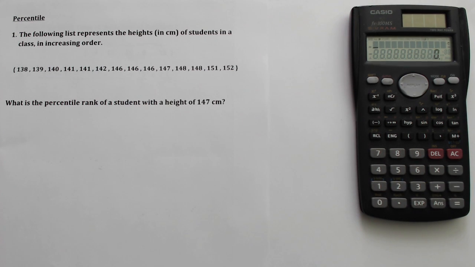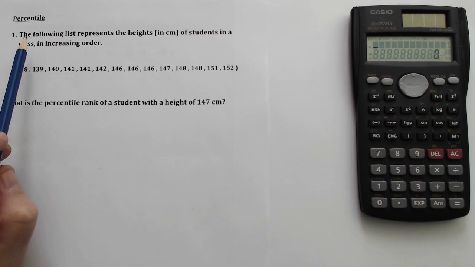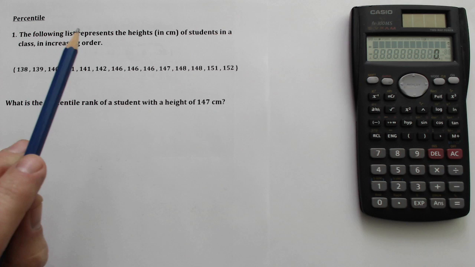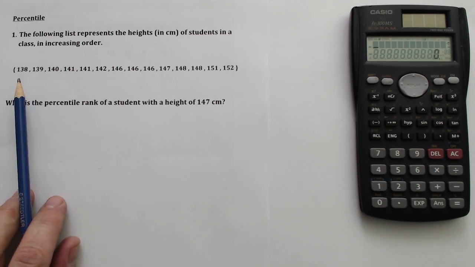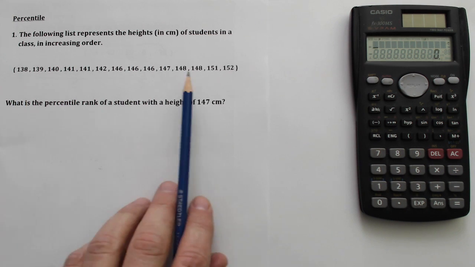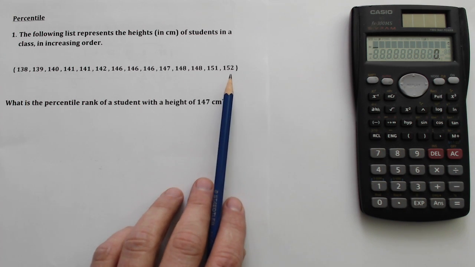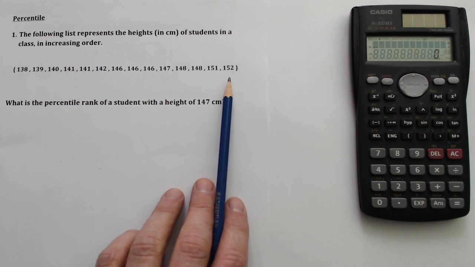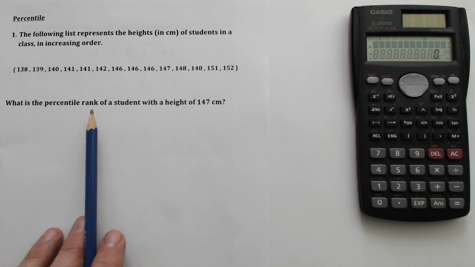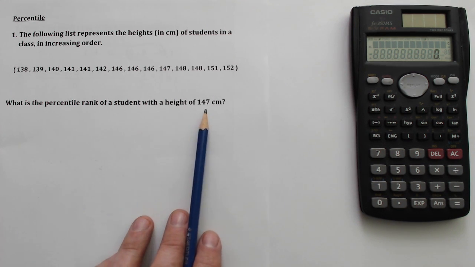Hey, welcome to Percentile. We're looking here at the instructional video for question number 1, percentile rank. The following list represents the heights in centimeters of students in a class in increasing order. So the shortest kid in the class is coming in at 138 centimeters, whereas the tallest kid in this particular class is measuring in at 152 centimeters. And we want to know what is the percentile rank of a student with a height of 147 centimeters.